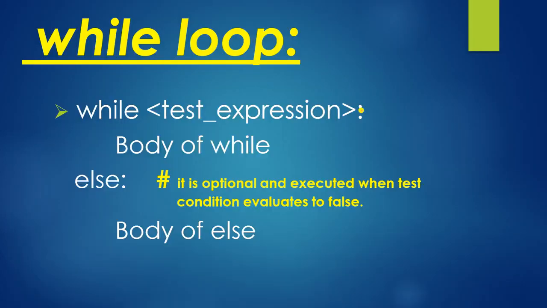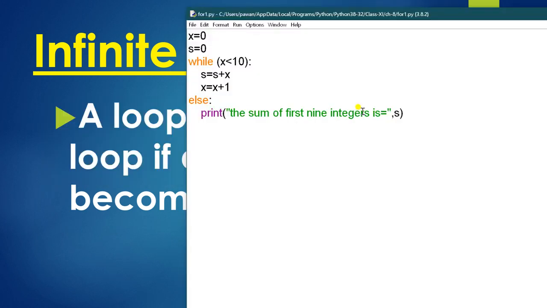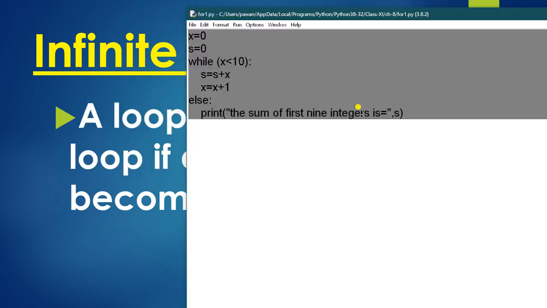Now next is the infinite loop. The term infinite means that the condition never ends. So a loop becomes an infinite loop if the condition never becomes false. That loop will be an infinite loop. So what is the code for an infinite loop?